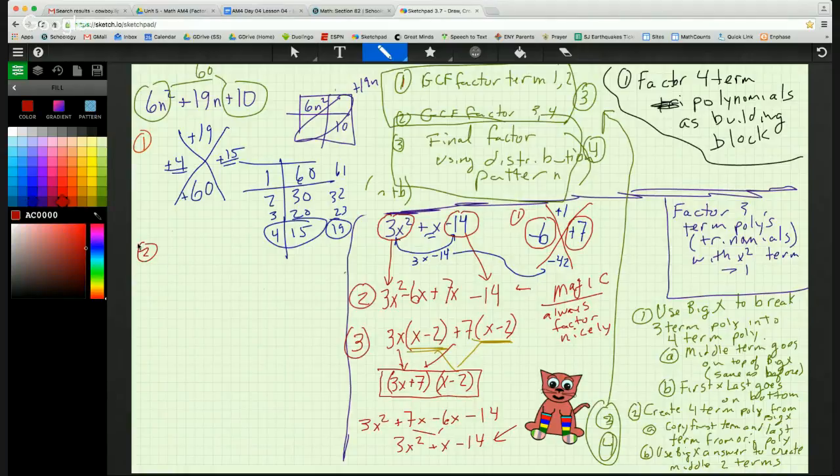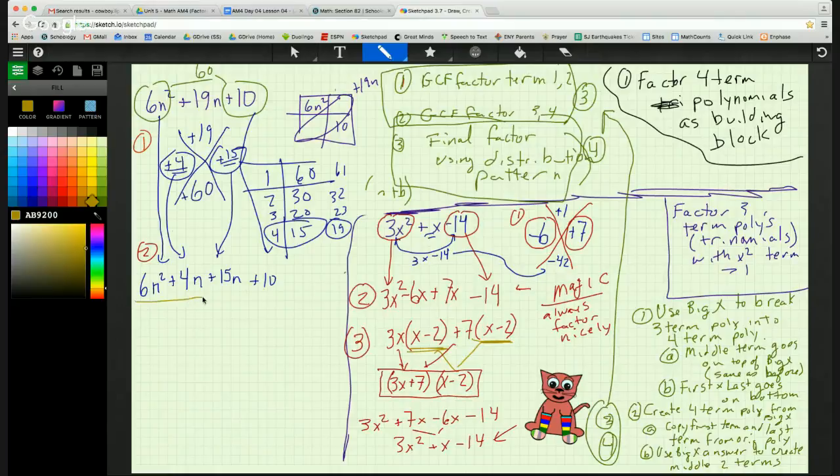Now let's look at step 2. Step 2 says I'm just going to build a 4-term poly. So I'm going to copy my first term and copy my last term. And then I'm going to use these guys to make my middle terms. Now remember, I need to put an n at the end of these. These have to be n terms.